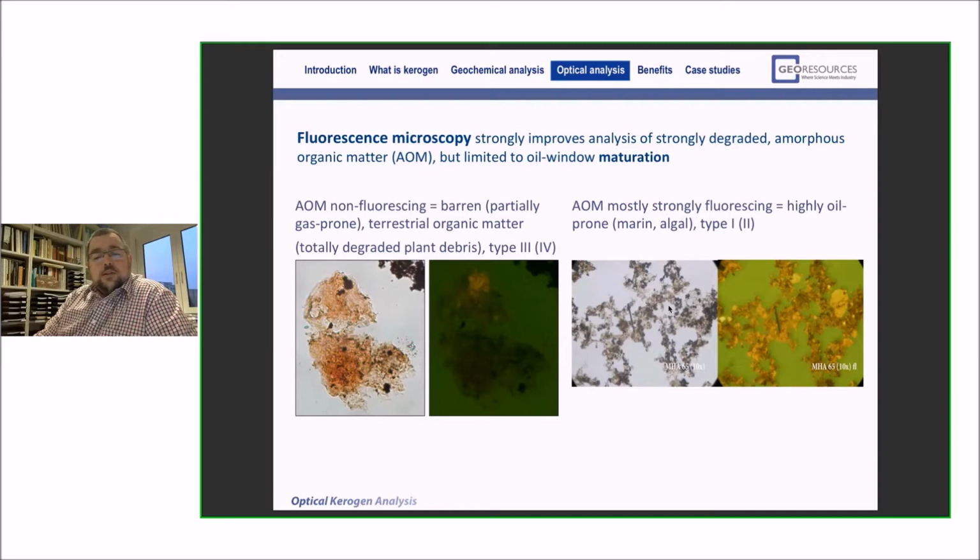But we still see the fluorescence colors, because fluorescence colors are not controlled by degradation or preservation. Fluorescence colors are controlled by maturation. So we see the fluorescence up to the end of the oil window, and it gets less and less intense towards the end of the oil window. Then in the gas window, there is no fluorescence in any of the organic matter at all. So that's the point: if you have these strongly degraded samples in the oil window, we can work very well with fluorescence microscopic analysis. If we are in the gas window, this is no longer available.